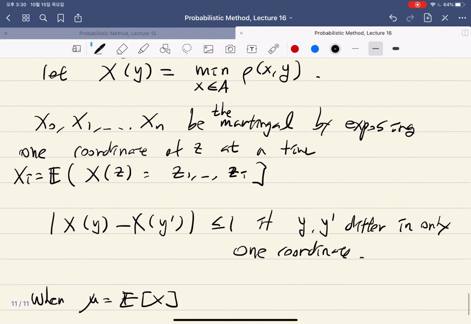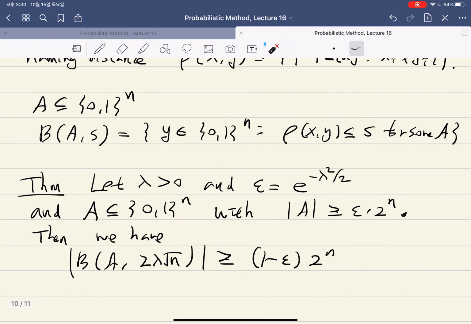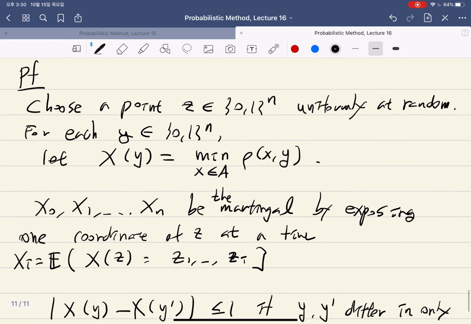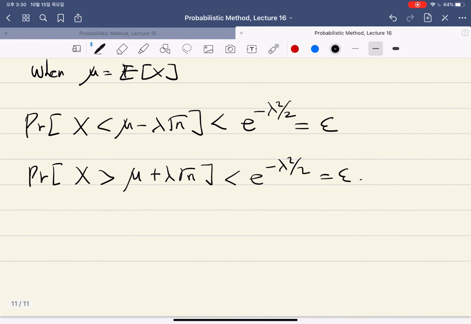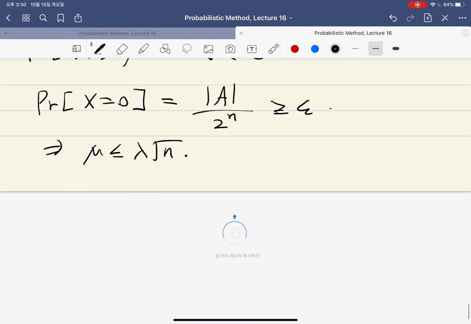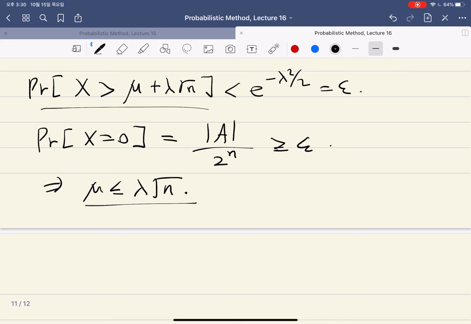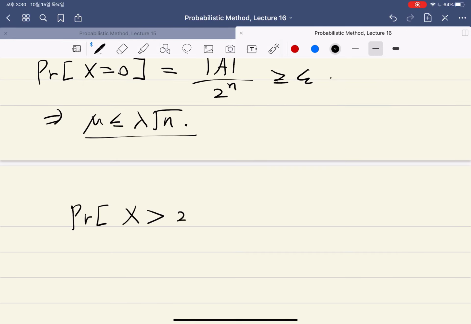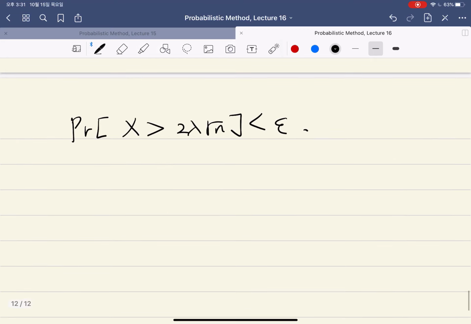But what do we know? By our assumption, A itself has a large size. So whenever our chosen point G lies inside of this A, then x becomes 0. So the probability that x becomes 0, the size of A over 2 to the n, is at least epsilon. So this implies that mu is at most lambda square root of n. Again, you plug this into the second inequality. Then the probability of x being bigger than 2 lambda square root of n is smaller than epsilon.